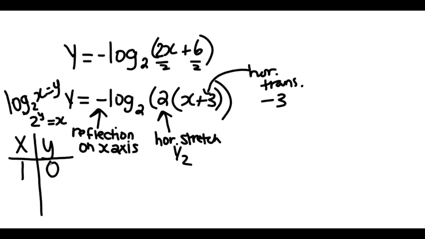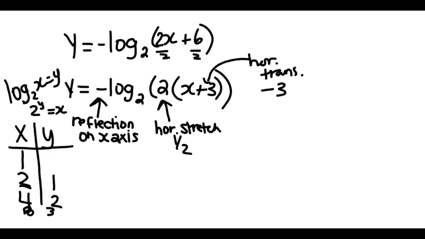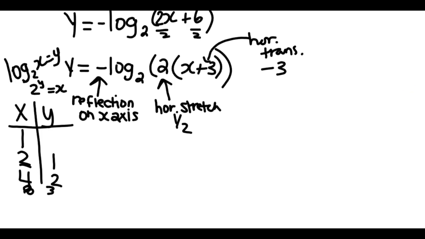Okay, and then if x was 2, our y would be 1, because 2 to the power of 1 gives you 2. And then if x was 4, this would be to the power of 2. And if we want to go farther, 8 and 3, right? Because 2 to the power of 3 is 8. Okay, so now we just have to change all of our tables according to what's happening.